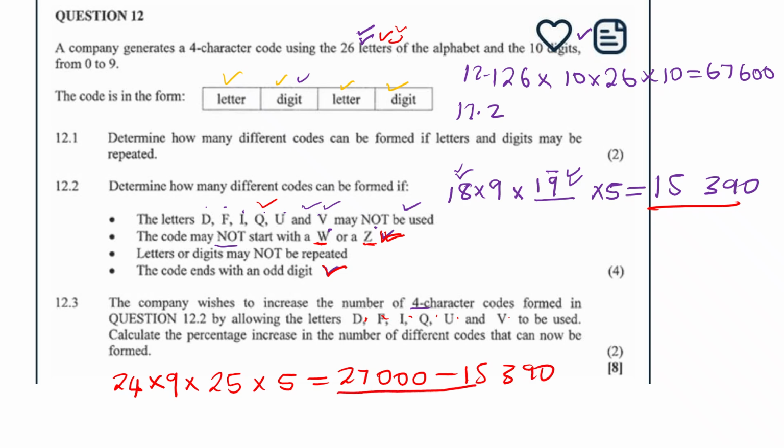Therefore for us to calculate percentage increase, it is 27,000 minus this 15,390. We divide that number by what? By 15,390, right? And then because it is percentage increase, we multiply by 100. We multiply by 100. If you punch this in your calculator, your answer will be 75. Sorry, not 95, but 75.44%.